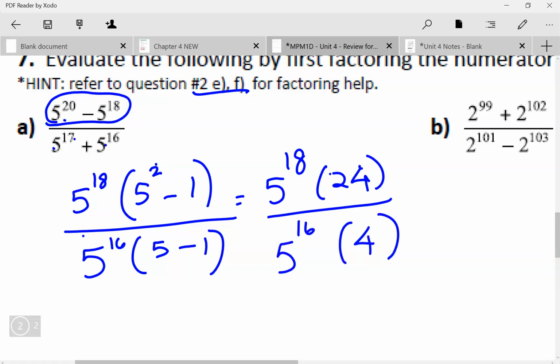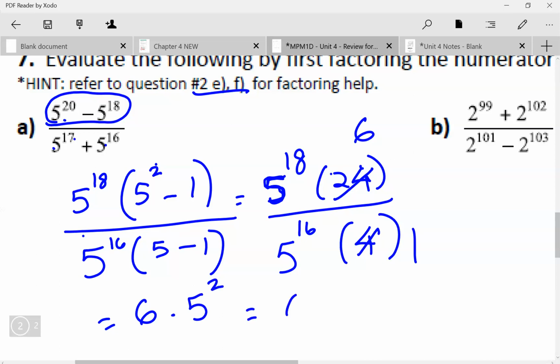Now again, I'm not done yet because I can cross cancel, which leaves me with a 6. And I can also simplify 5 to the power of 18. So I'm left with a 6 on top, and then I also have 5 to the power of 18 divided by 5 to the power of 16, which is 18 minus 16 is 2, which is 6 times 25, which is 150.